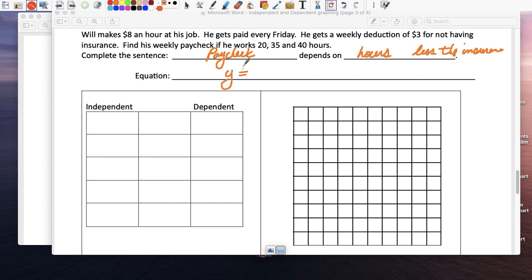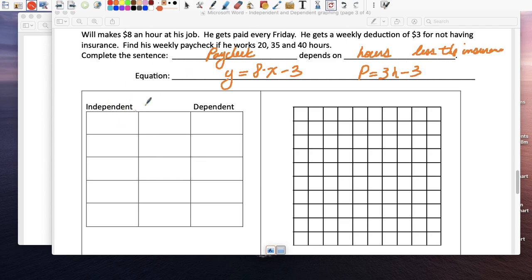So y equals, how much does he get paid per hour? 8 times x, which represents the number of hours, minus that $3. That $3 just happens once. You can use any letters: money earned, pay, total. You can also write it as 8h minus 3 or something, depending on the variable that you used.